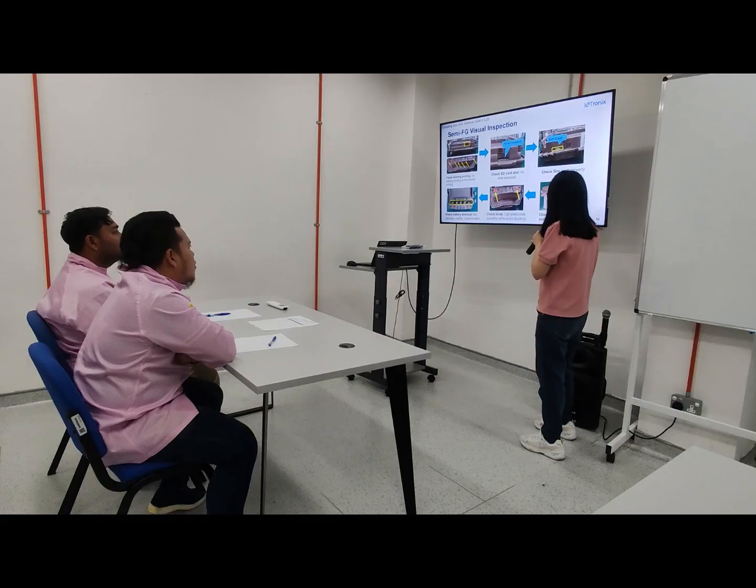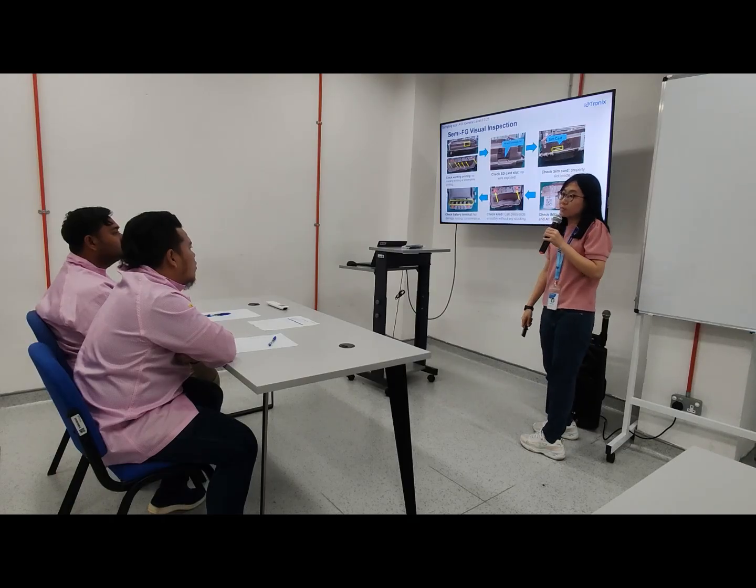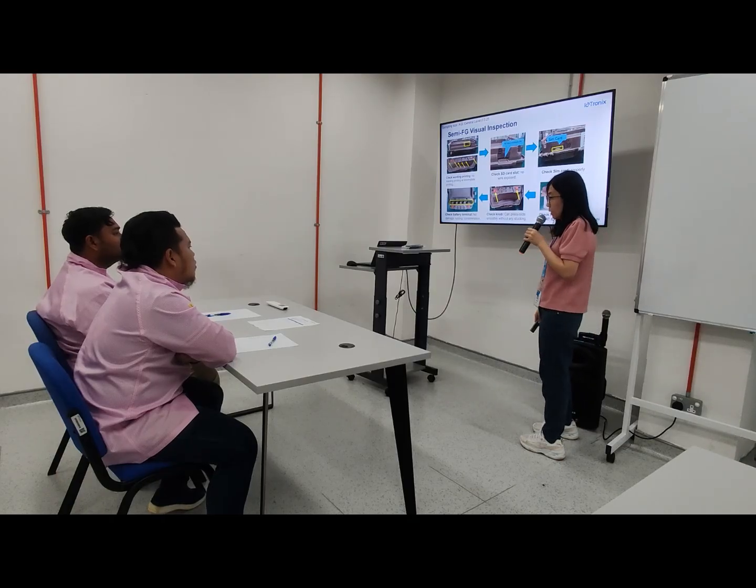Okay. Next is the label checking. Check whether the MA label, the VD, ICCID, and the AD ICCID label are available or not. Okay.